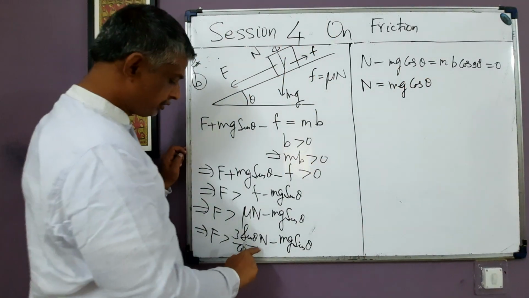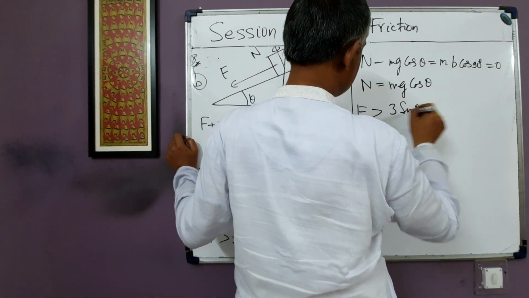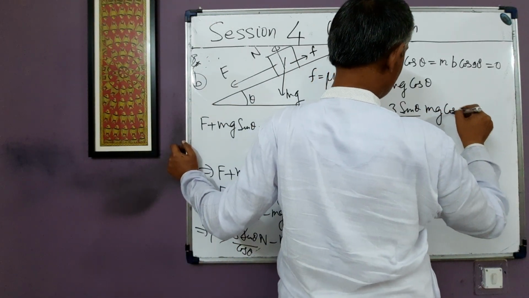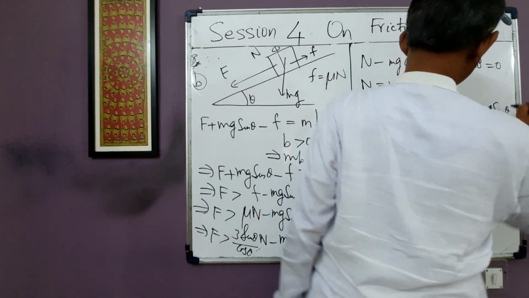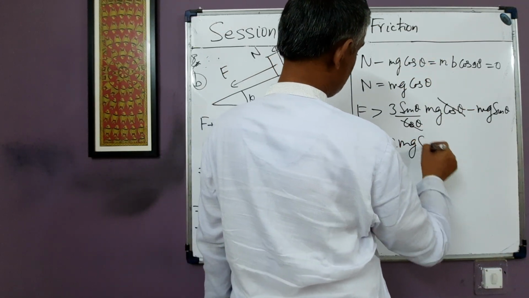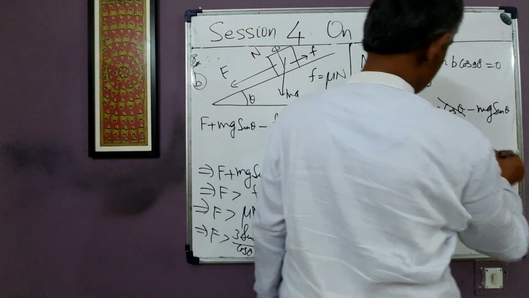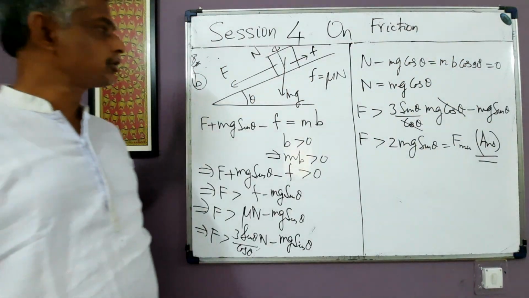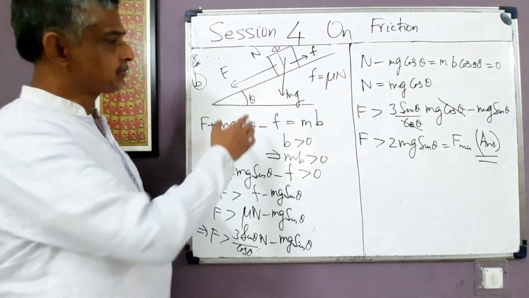Alright, so this N is substituted here. So F becomes more than 3 sin theta by cos theta into N. N becomes how much? mg cos theta, minus mg sin theta. Now cos theta cancels out. So F becomes more than 2 mg sin theta. This is the required minimum value of F, so that the block may begin to slip down the inclined plane. Minimum force F which must be applied to the block down the incline should be equal to at least 2 mg sin theta. Okay, so this example I have solved.